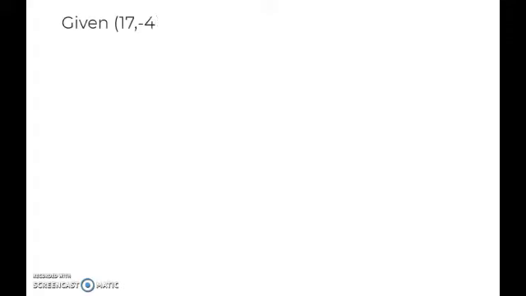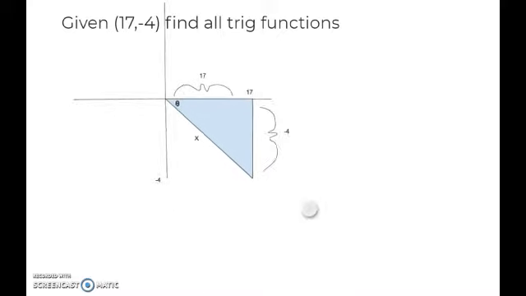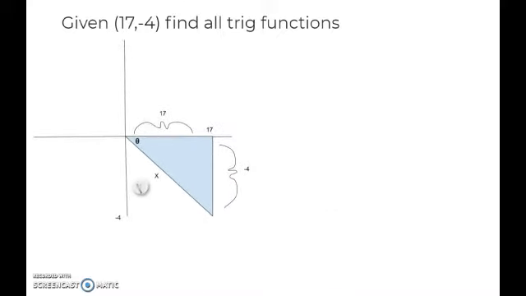Alright, so we're already at the point given 17, -4, and we're finding all the trig functions given this point. We now know that x equals the square root of 305. The first trig function that we're going to find is sine of theta, and that would be opposite over hypotenuse. That'll be -4 over the square root of 305.